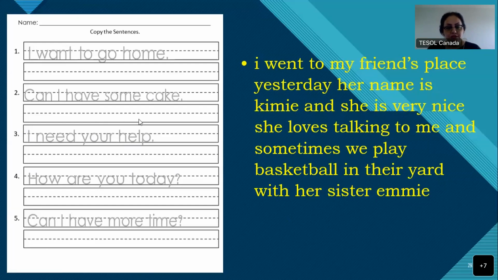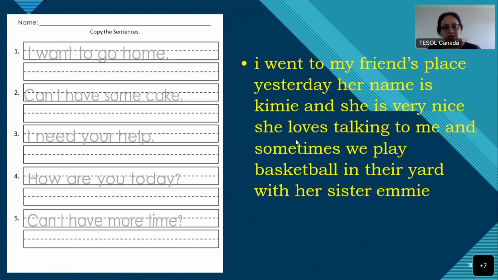Punctuation, bravo, punctuation. And capital letters. "I" at the beginning of a sentence needs to be written in capital. Yep, exactly. I went to my friend's place yesterday, period. "Her," again, capital. Her name is Kimmy, so names should be in capital.